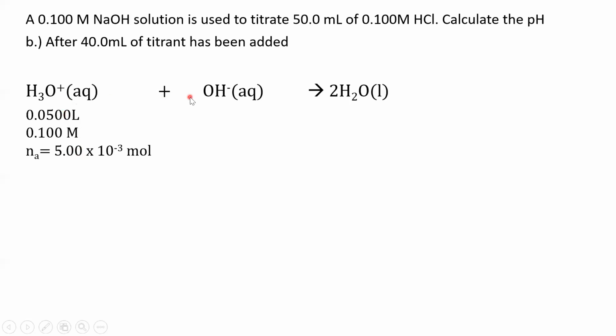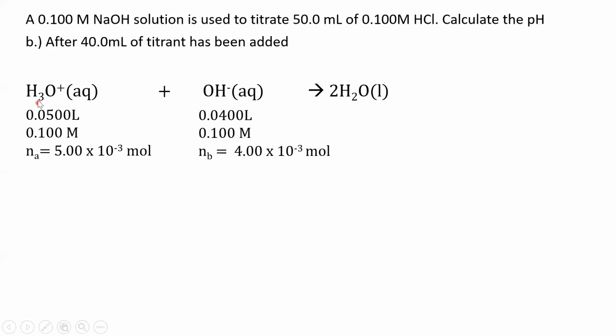But let's look at the hydroxide. Now, originally we didn't have any hydroxide, but now we've added 40 milliliters of 0.100 molar. Well, you have to convert milliliters to liters. And then taking the molarity times the volume gives us the moles of our hydroxide ion. So we have 4.00 times 10 to the minus 3 moles of hydroxide ion.